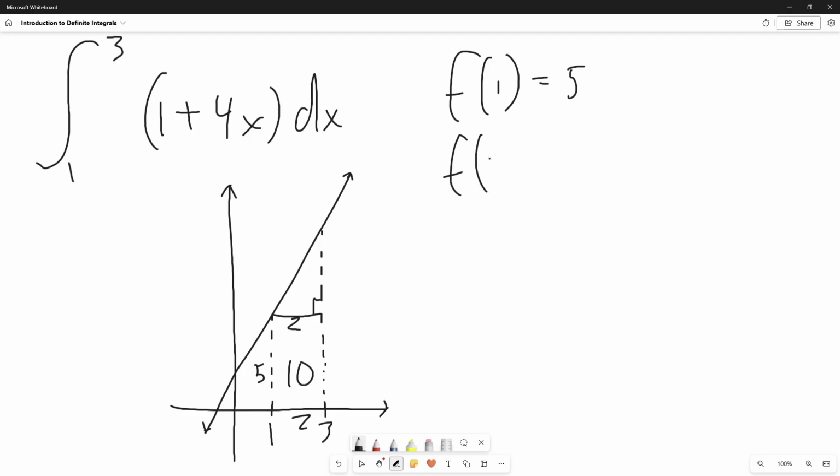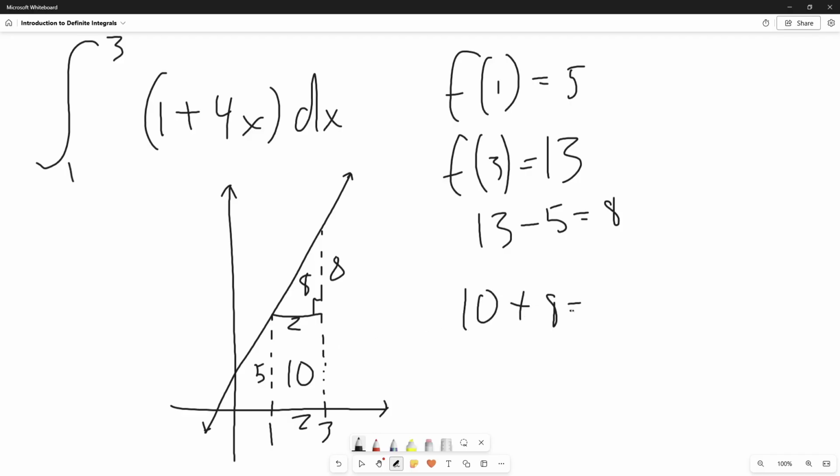So f of 3 is going to be 1 plus 4 times 3, which is 13. And 13 minus 5 equals 8. So the height here is 8. And to calculate the area for the triangle, we just do 8 times 2 divided by 2, which is 8. And now we add up our areas together. It's going to be 18. And that's our final answer.